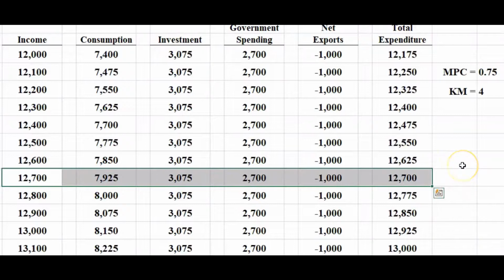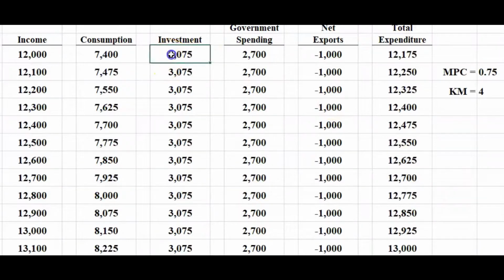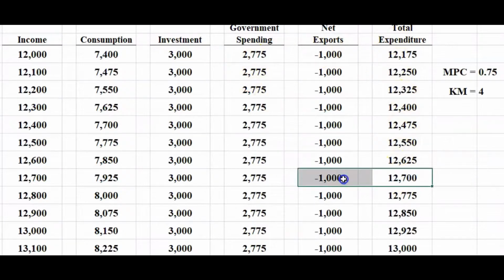Now I want to show you that even if we had put the 75 not on investment, we could have put it on government spending. So if we go to government spending, add 75, so now we have 2,775. It changes all of government spending all the way down. And if we go over to the total expenditure of 12,700, you can see that once again it is the same as income. So GDP has increased by $300 billion when we did a $75 billion injection. It doesn't matter whether you put the injection on government spending or on investment.